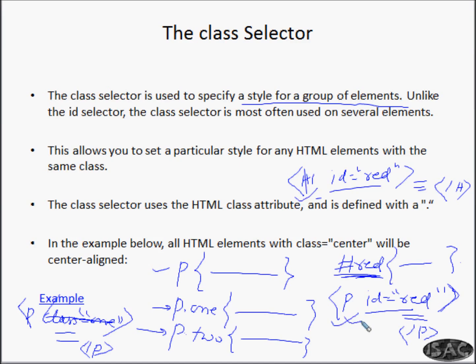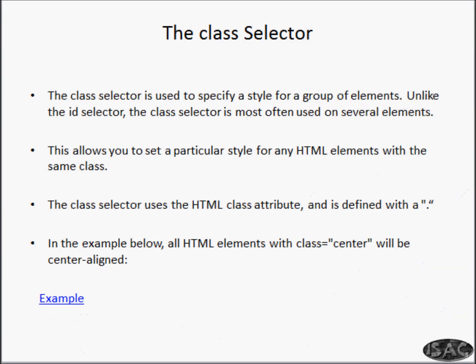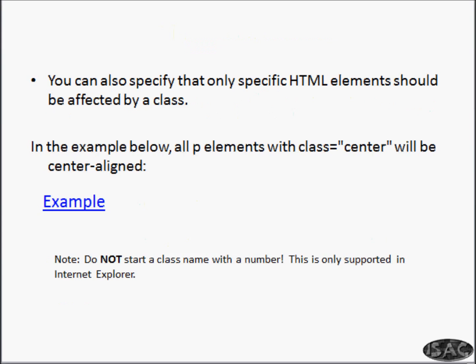So this is what id and class selector are, right? But it is not good to use id here because you are already having an id, so it should not have a duplicate id, right? Id should always be unique. So you can also specify that one specific HTML element should be affected by a class. So you can see this example. I'll just open this example.